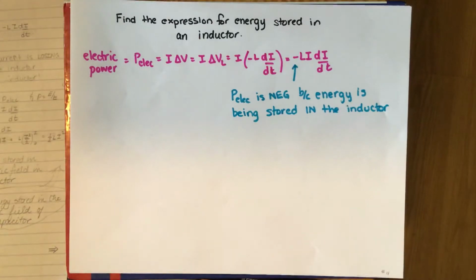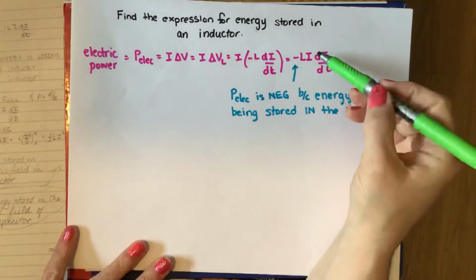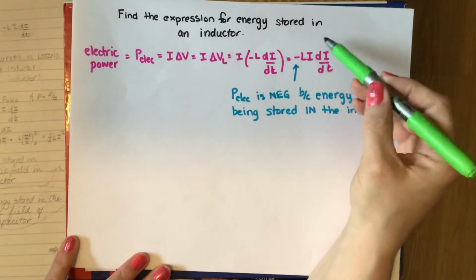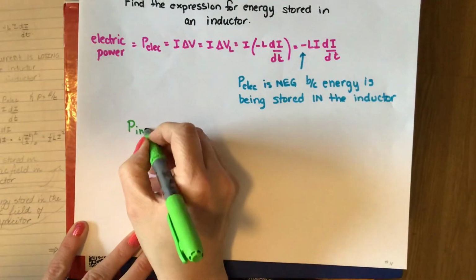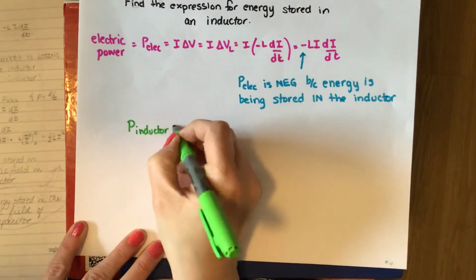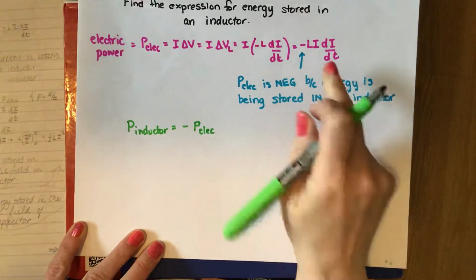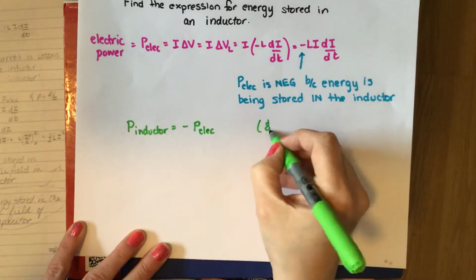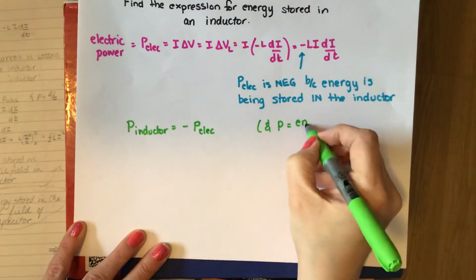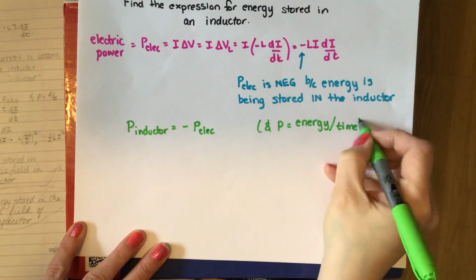So we can write down what the power, the change in energy of the inductor itself, is. It has to be the negative of this. So the circuit loses this much energy because this much goes into the inductor. So we'll say that the P of the inductor equals minus P electric. So what the circuit loses goes into the inductor. And we'll remember that power equals energy over time, I suppose change in energy over change in time.